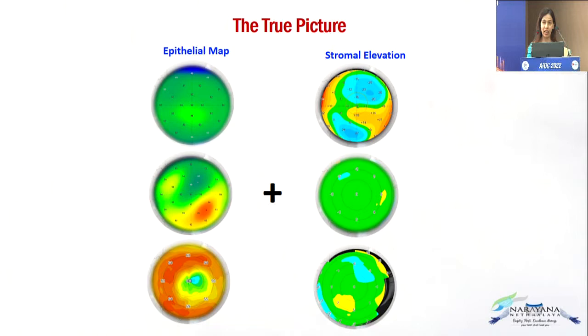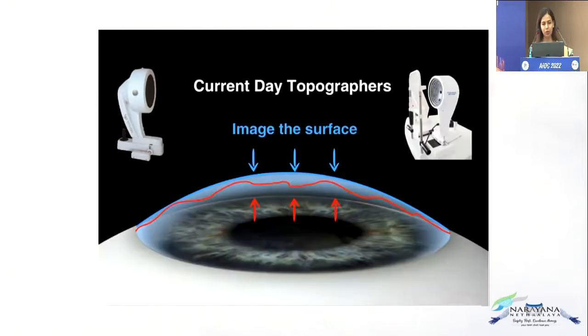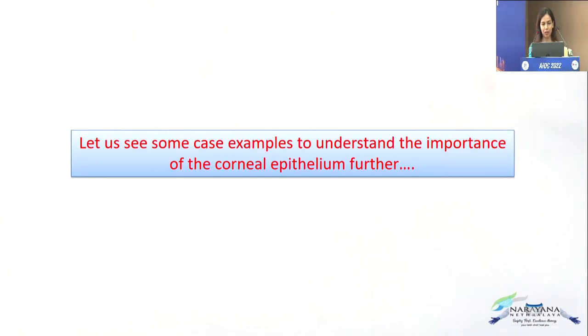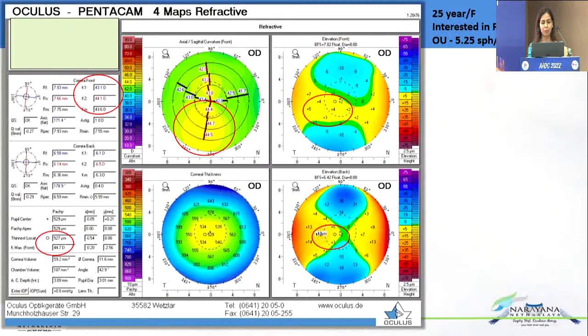Even though there have been studies around the world where they've physically removed the epithelium and re-imaged the eye, we now have devices which can do this by various extrapolation or algorithms. Our current-day topographers image the surface, whereas over time we would like to have more and more devices separating out the epithelium and stroma to really study the cornea. Now, why is this important? Why are we harping on this so much? Let's see some case examples to understand the importance of the corneal epithelium further.